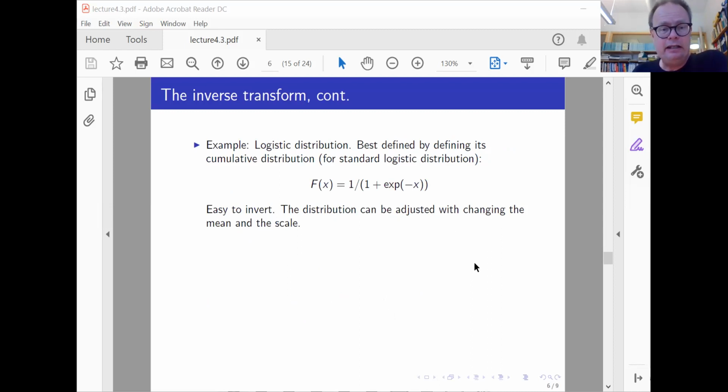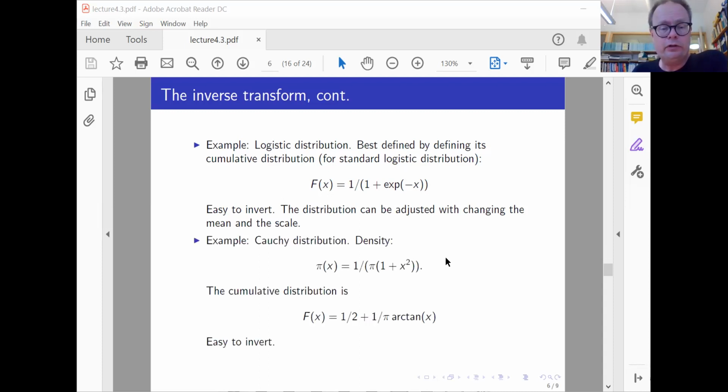expanded in many cases. Let's have another example, the logistic distribution. It can be defined by defining its cumulative distribution function. Unless you have specific parameters, this is what it looks like. And of course, if you say that this should be equal to some U and then solve for X, you can see that, well, there's only one X there. It's easy to solve for X, and you get a possibility to invert this function.